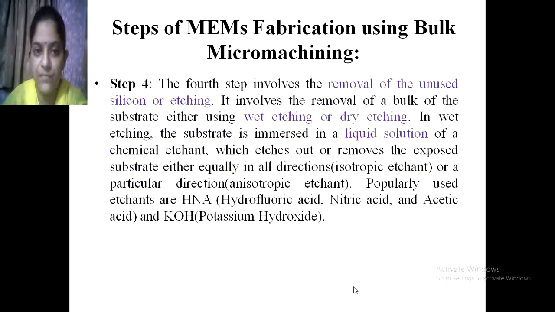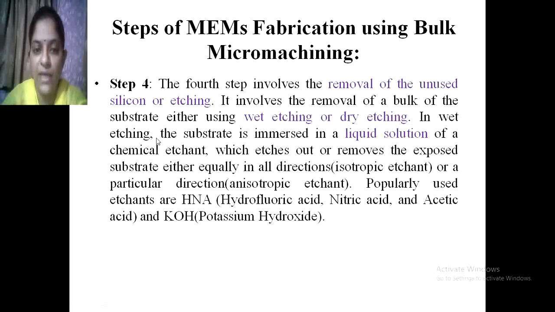Then in step number 4, it involves the removal of the unused silicon, or etching. It involves the removal of the bulk of the substrate either using wet etching or dry etching. These are the two types of etching. In wet etching the substrate is immersed in a liquid solution, and dry etching is done under gas.